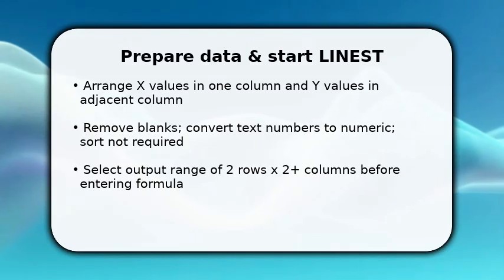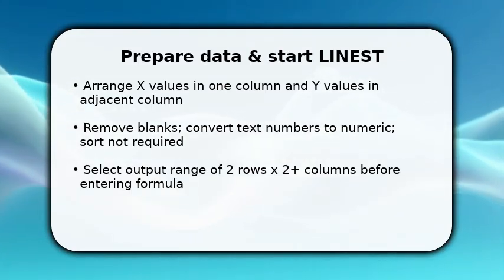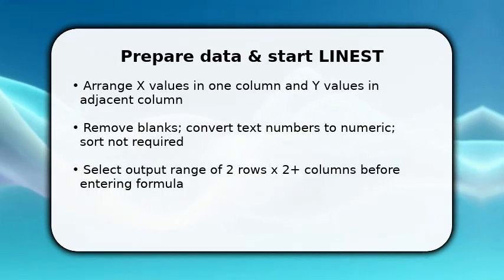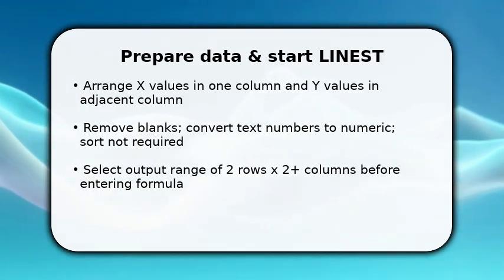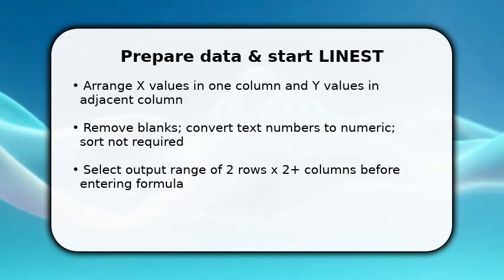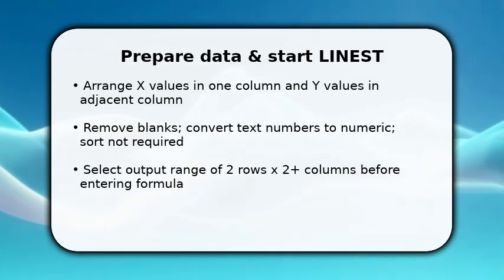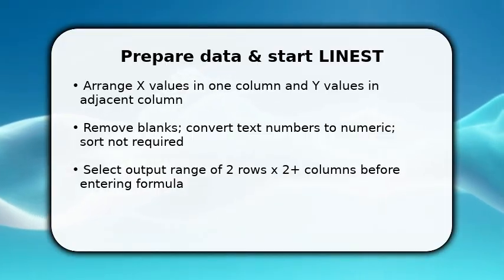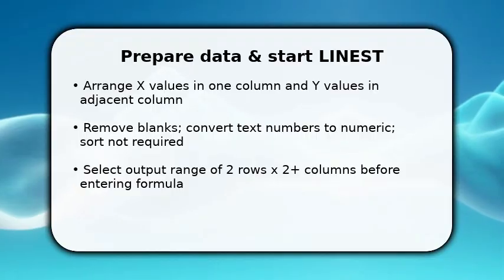You already have data ready, so begin by selecting the range where you want the LINEST results to appear. Choose a 2-row by at least 2-column block. Next, click the formula bar and type =LINEST, then select the Y range followed by a comma and the X range. Make sure to include absolute references if you'll copy the formula later.